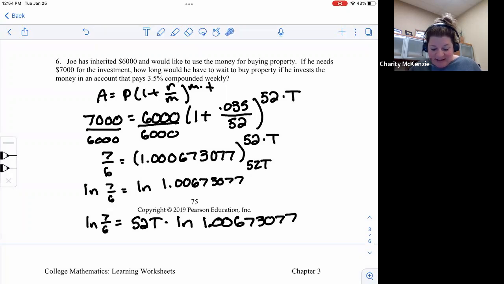Now, this is just a number from the calculator, and then 52. So calculate this, divide by this, then divide by this. In my calculator, I hit natural log over here on the side. Then I put in 7 divided by 6 in the parenthesis for natural log. I get that answer. It's about 0.15. Then I'm going to hit divide by the other natural log, natural log of 1.00673077. And I get like 22.97 something.